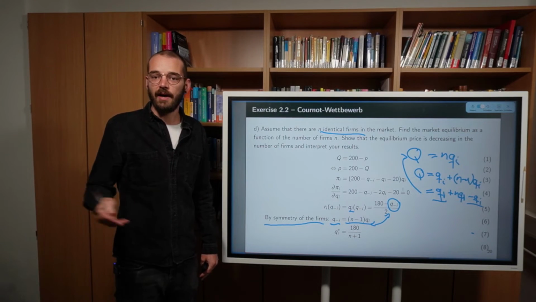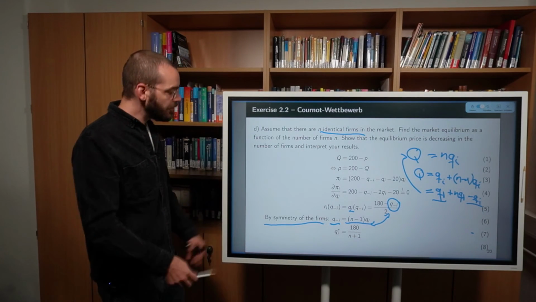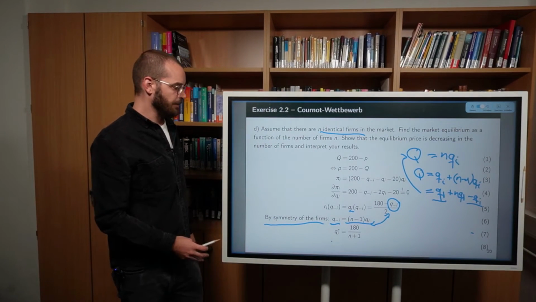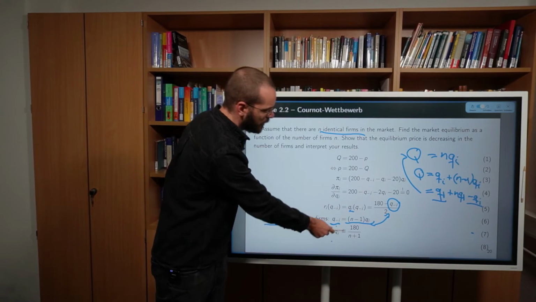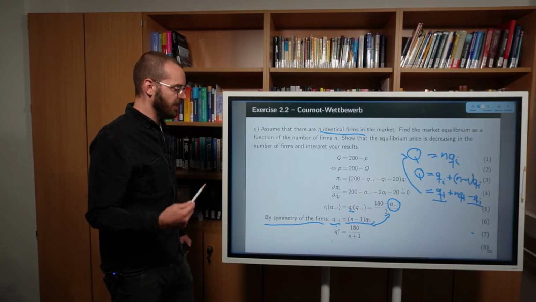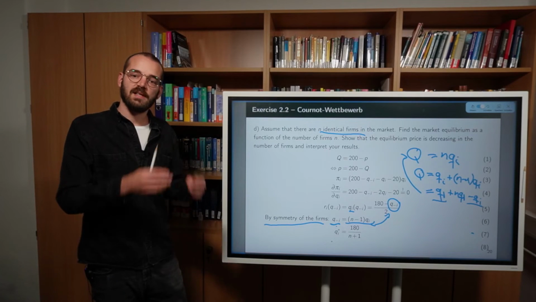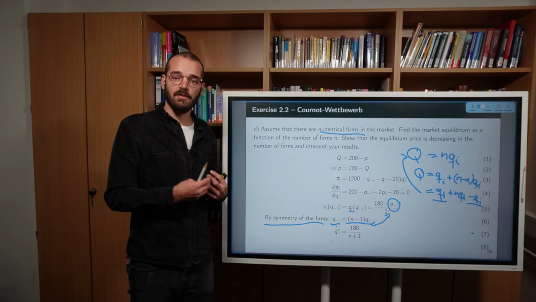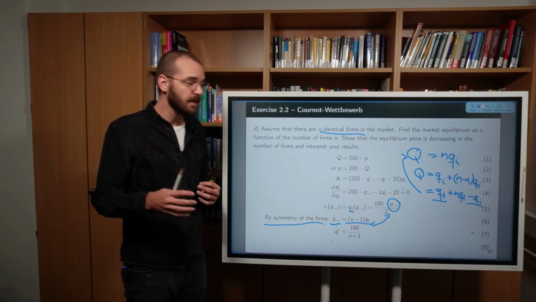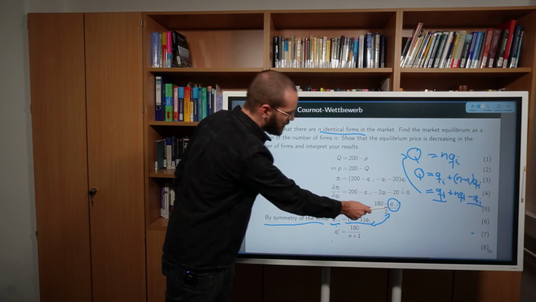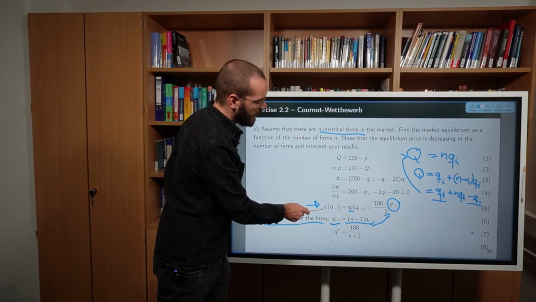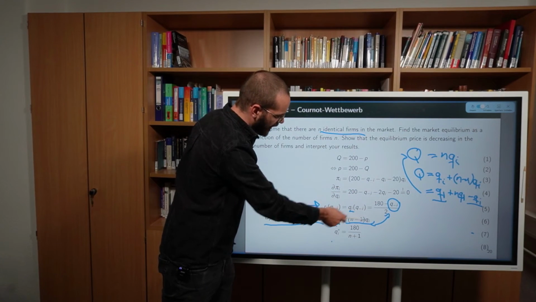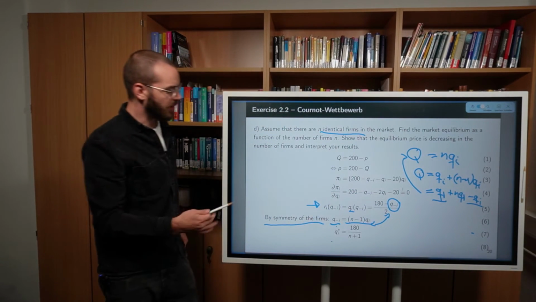There's Qi on both sides. We can solve for Qi, and if we do so, what we will find out is that the market equilibrium quantity is Qi star equals 180 divided by n plus 1. Okay, so just as a reminder, so that you understand what's happening here and can solve all the math on your own, we have substituted in our reaction function Ri, we have substituted Q minus i with the expression n minus 1 times Qi.